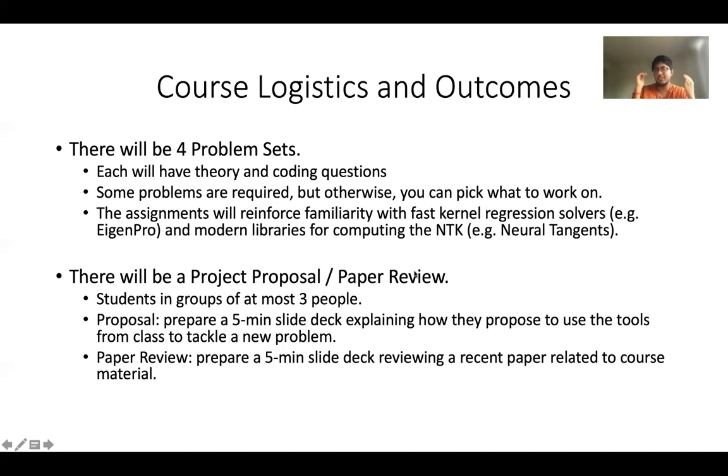And you can pick whatever else to work on. So I'll give you a ton of problems, and you can pick a subset of 2 or 3 of them, and solve them and submit them. This is just to reinforce, maybe if you're more interested in coding and you want to see the practical applicability of these methods, you can focus more on that instead of the theory. Maybe if you're interested in the theory and you want to use this for your research, the theoretical questions should help in doing that.